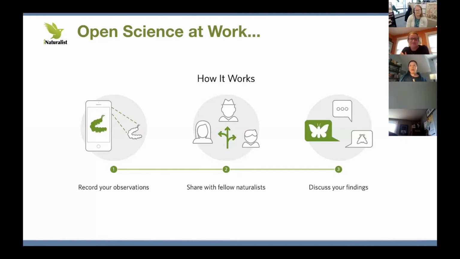Another view of how it works: you have your phone or your camera, you take pictures, and then you upload them either directly from your phone on the app, or a little bit later through their desktop version, which is pretty cool as well. You let the fellow naturalists, the crowd, discuss and look at the species that you just uploaded, and ultimately you might have a species identification. And it's also a great tool for discussing the findings within the platform itself, but within your communities as well.